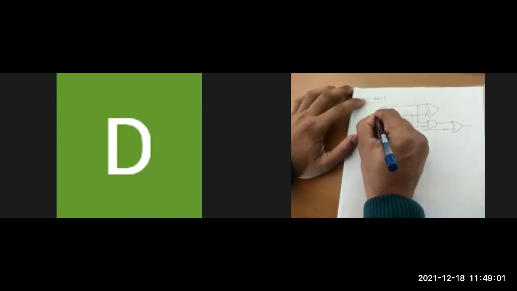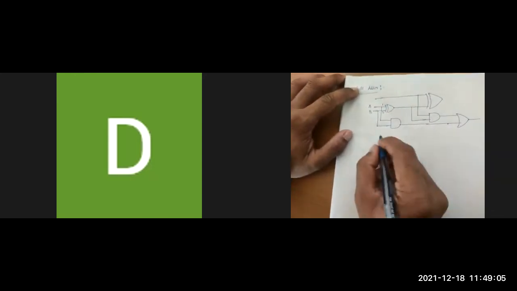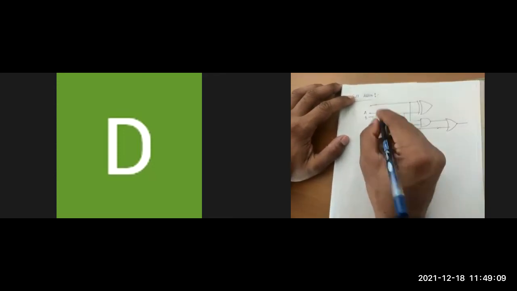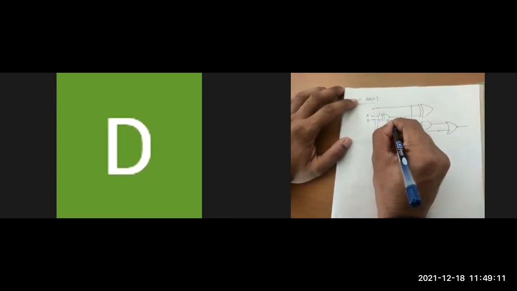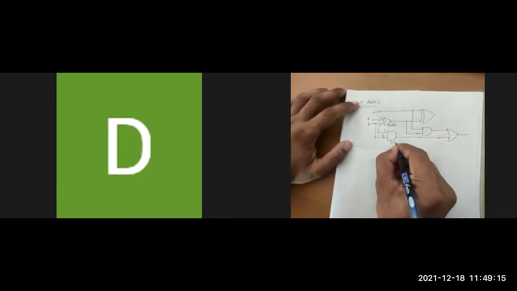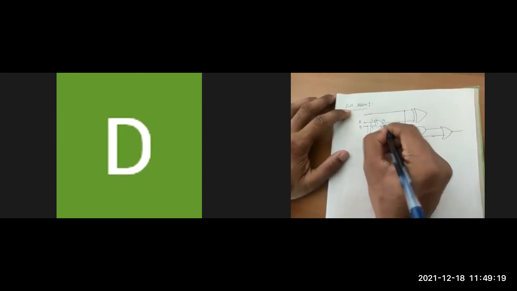Suppose this is A and this is B. This is input number 1 and 2. So this is connected with this 1 and 2. This is the XOR gate. So this is 7486 and this is 7408.